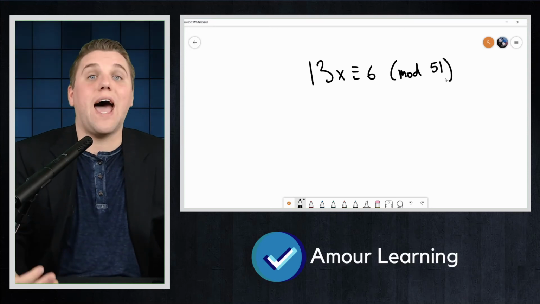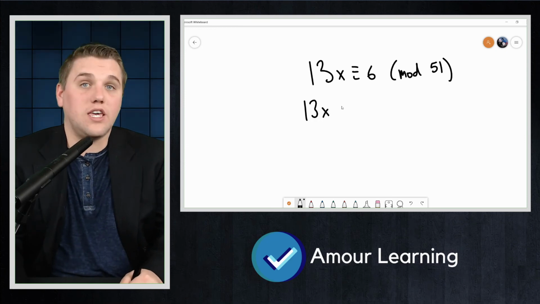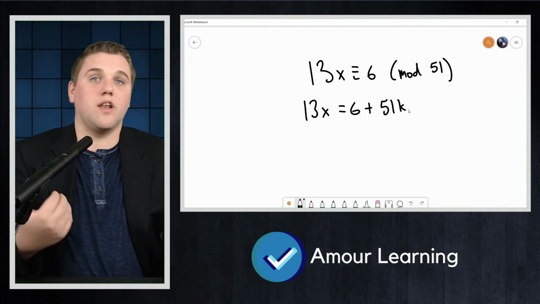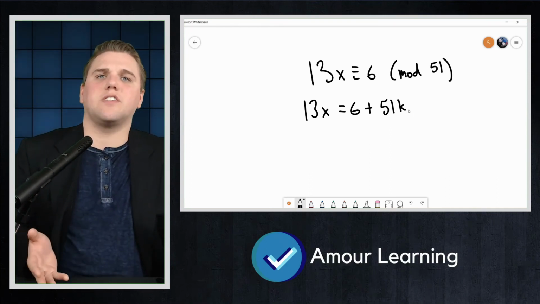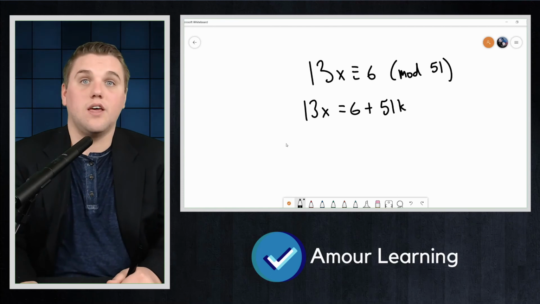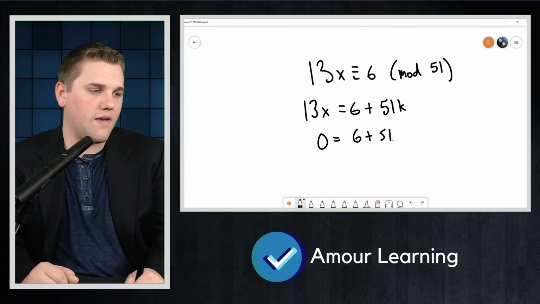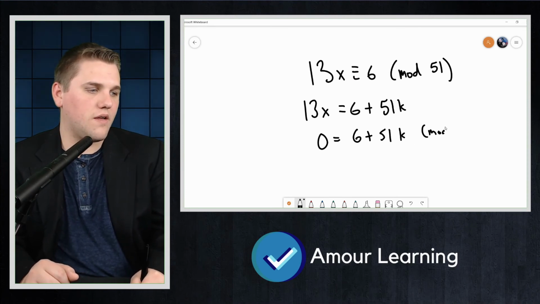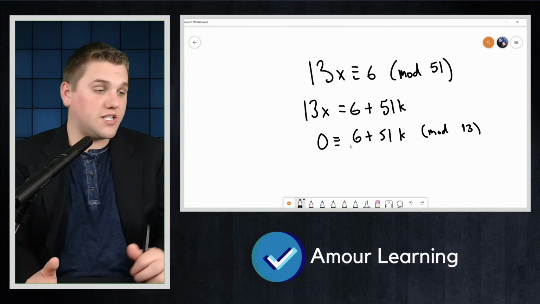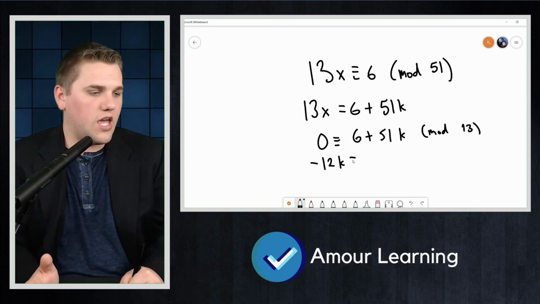Instead, we could convert back to a Diophantine equation: 13x equals 6 plus 51k. That's the same statement, but written in terms of a Diophantine equation. Now solve this like we have done in previous videos. Write it as a congruence modulo 13, which says that 0 equals 6 plus 51k mod 13. And we can reduce this. This means that minus 12k, if we put it on the left-hand side, equals 6 mod 13.